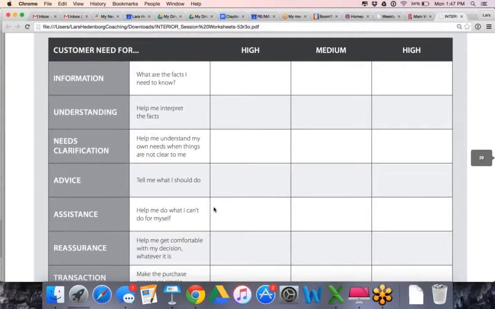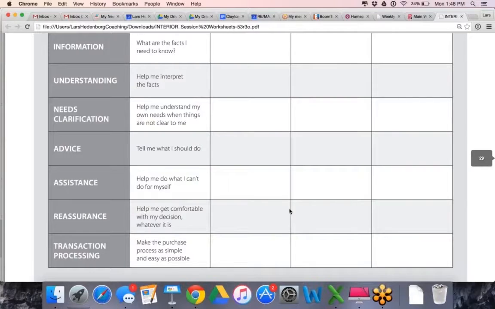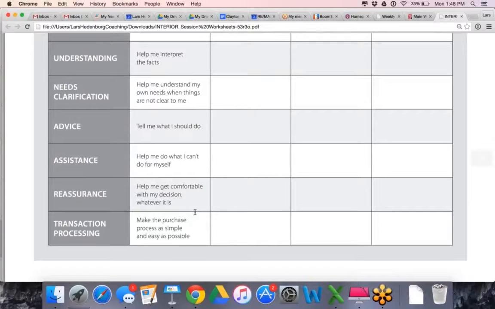Assistants, help me do what I can't do for myself. I think buyers perceive they can do it all. I think most sellers are probably medium to high here. Reassurance, help me get comfortable with my decision, whatever it is. I think basic sales, you want to do some reassuring. Is that need high, medium, or low for buyers or sellers? And then transaction processing. Make the purchase process as simple and as easy as possible.